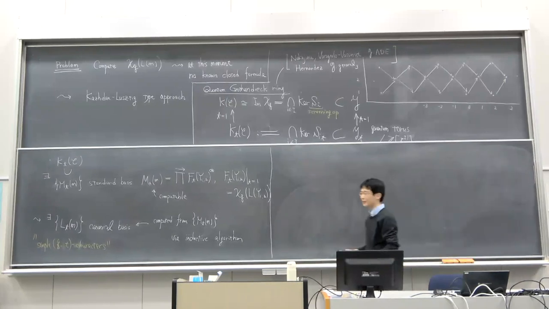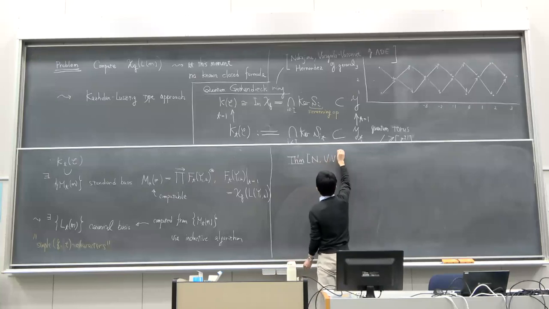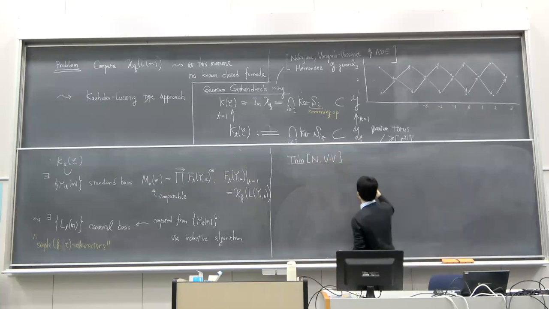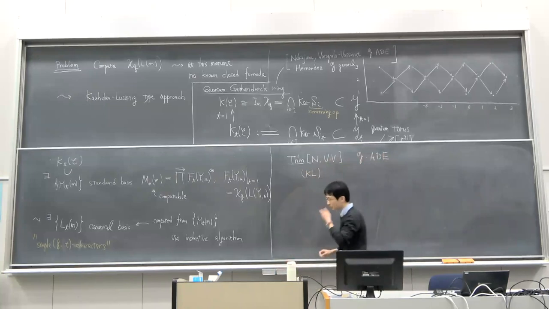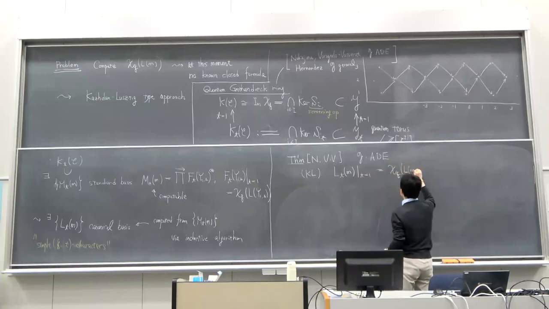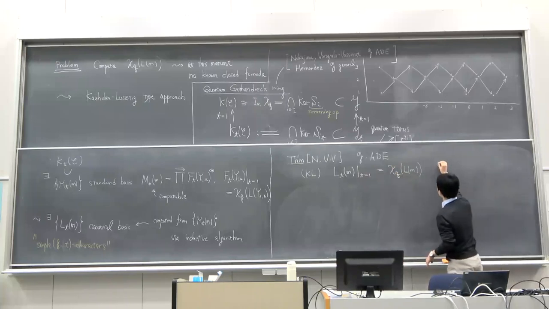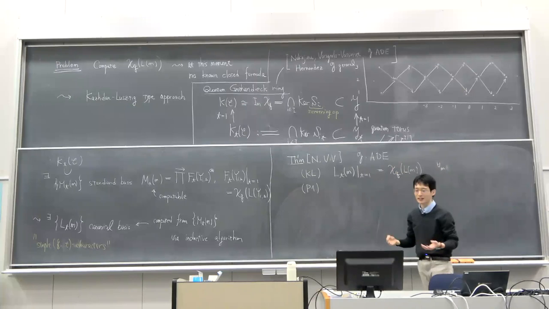But in the case of type ADE, simply laced type, Nakajima and Varagnolo-Vasserot actually proved that it gives a simple q-character. So let G be type ADE. Then we have the following properties concerning the simple qt-characters. If we specialize each element in this canonical basis, then it gives a simple q-character. So in this way, we get an algorithm to compute simple q-characters in the case of type ADE.